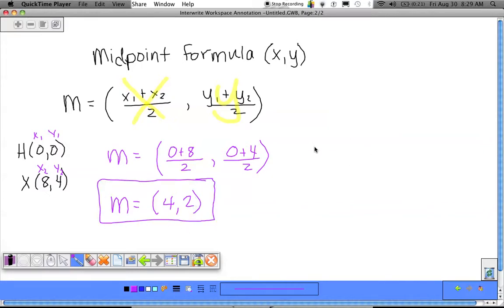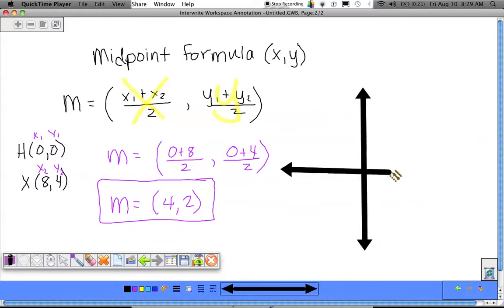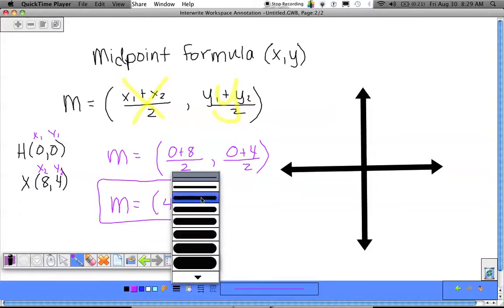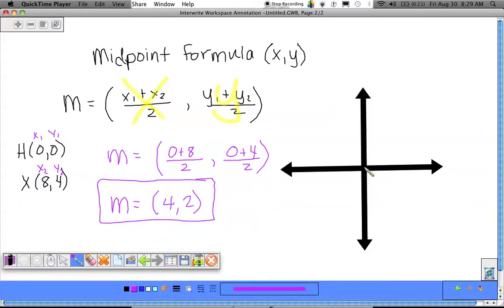And what I recommend doing after you finish is to draw a little coordinate plane and kind of double check your answer. So we know that we have point H at 0, 0, so I'll make a little mark there. And then X is at 8, 4, so we have 1, 2, 3, 4, 5, 6, 7, 8. 1, 2, 3, 4 maybe right here. So then our midpoint, which I'll do in this bright color, is at 4, 2, so 1, 2, 3, 4, 1, 2. And so if we look at that, it does look like it's in the middle.